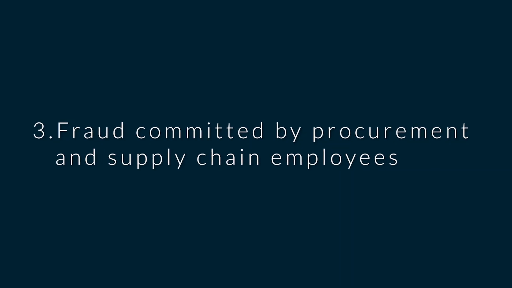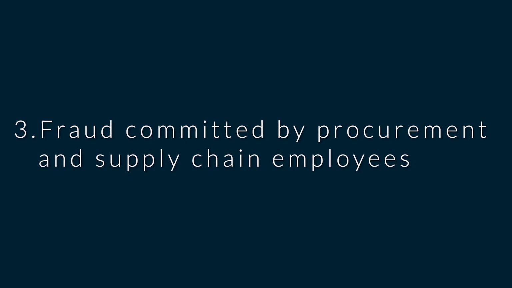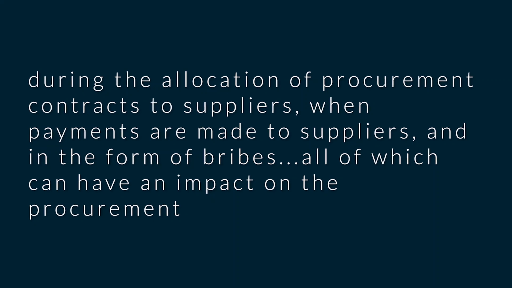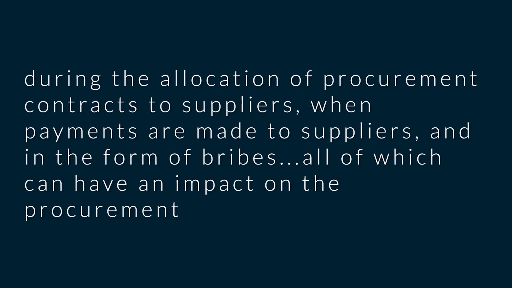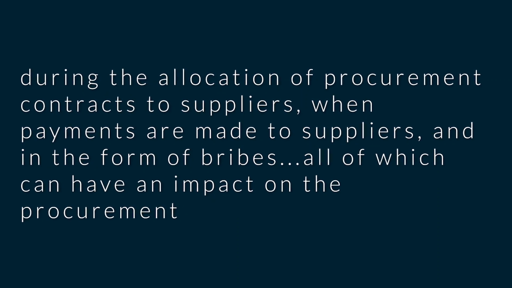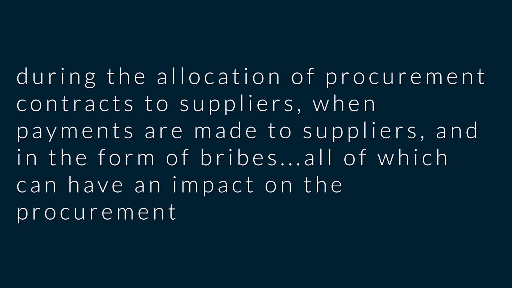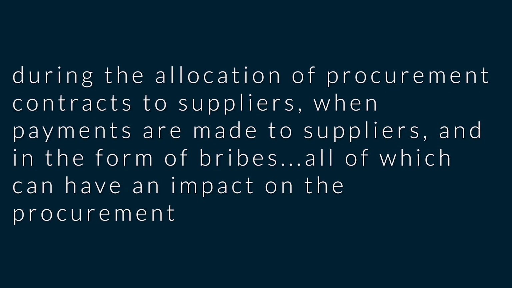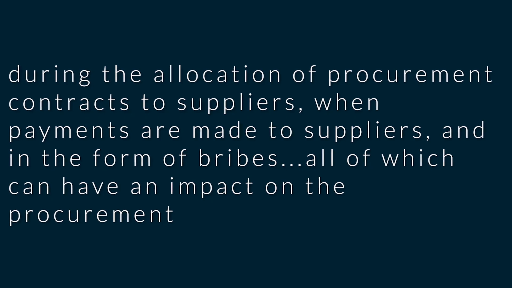Number 3, fraud committed by procurement and supply chain employees. The thing you have to understand is that fraud can occur at pretty much any point in the supply chain. In this case, we're talking about things like during the allocation of procurement contracts to suppliers, when payments are made to suppliers in the form of bribes, all of which can have an impact on the procurement.